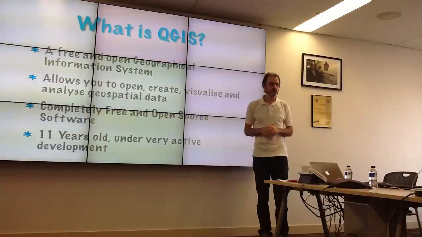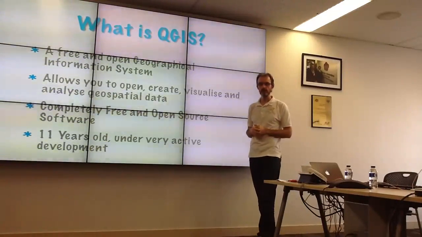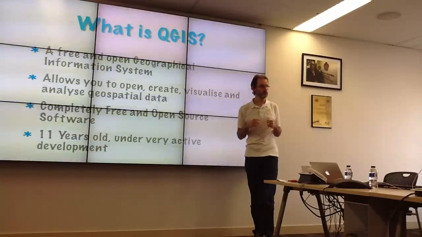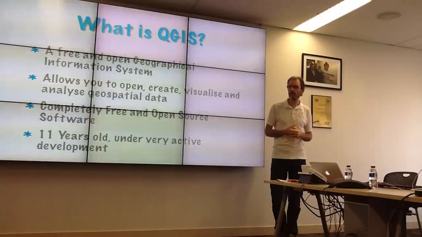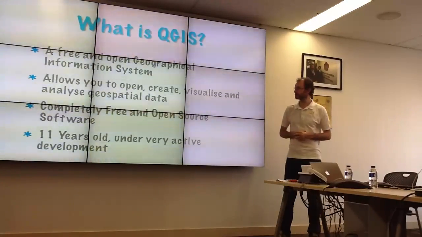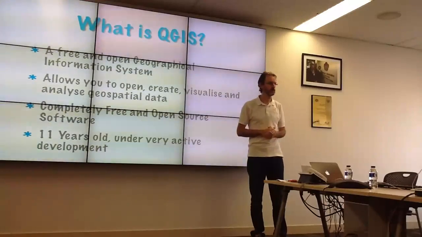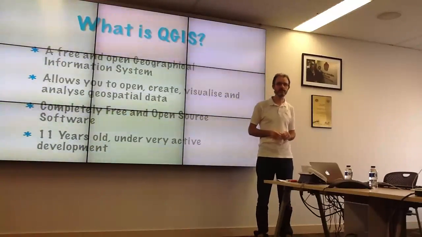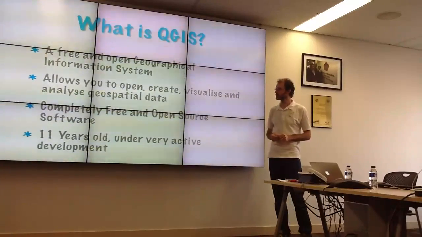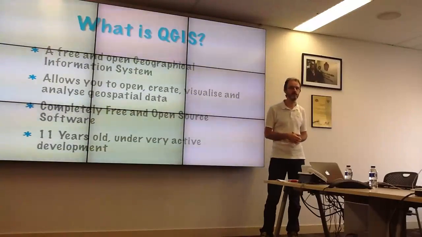So what is QGIS? It's a geographical information system. That means you can use it to open, visualize, symbolize, and analyze geospatial information. And it's completely free and open source software, released under the GPL version 2 license. The project's 11 years old. When we started, there wasn't a version 3 license yet.